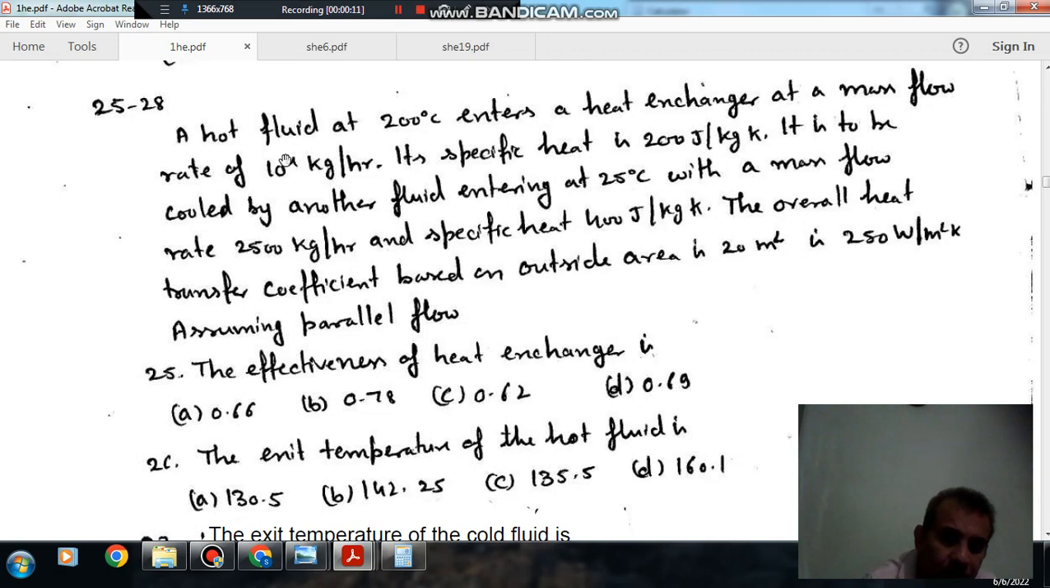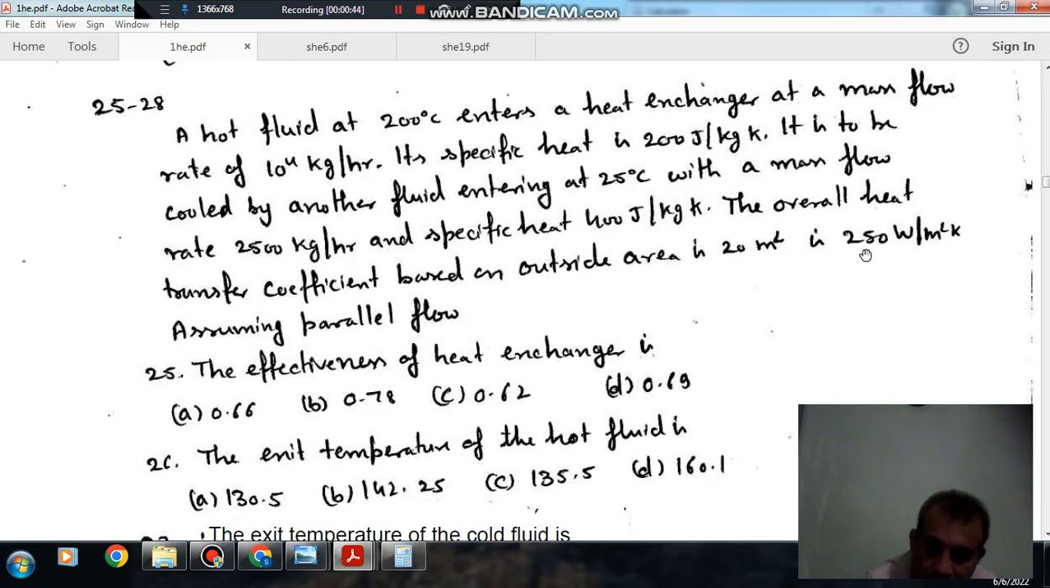The statement is: a hot fluid at 200 degrees Celsius enters a heat exchanger at a rate of 10 to the power 4 kilogram per hour. Specific heat is 200 joule per kilogram per degree Kelvin. It is to be cooled by another fluid entering at 25 degrees Celsius with a mass flow rate of 2500 kilogram per hour and specific heat 400 joule per kilogram per degree Kelvin. The heat exchanger area based on the outside is 20 meters square.